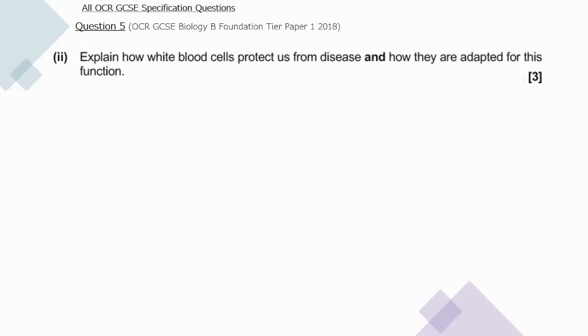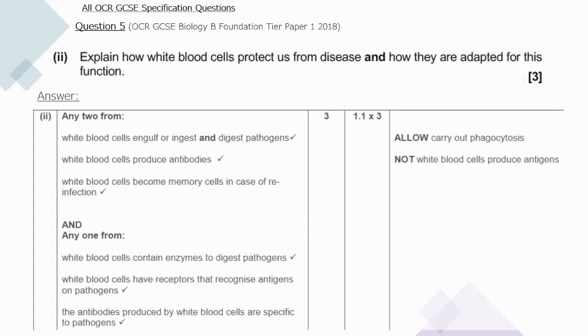So when we're talking about adaptations, I didn't specifically write a list or anything when I was going through the content, but I have discussed these adaptations. So one that you could put, for example, is that white blood cells contain enzymes which destroy pathogens. So if you remember back to when I was talking about phagocytosis, when the pathogen ends up in the vacuole, it is then killed within the phagocyte by enzymes. And we can also talk about how white blood cells are specific to pathogens, so the antibodies produced by these white blood cells are specific to pathogens, and then white blood cells also have receptors that recognize antigens on pathogens, and you can see the answers there.